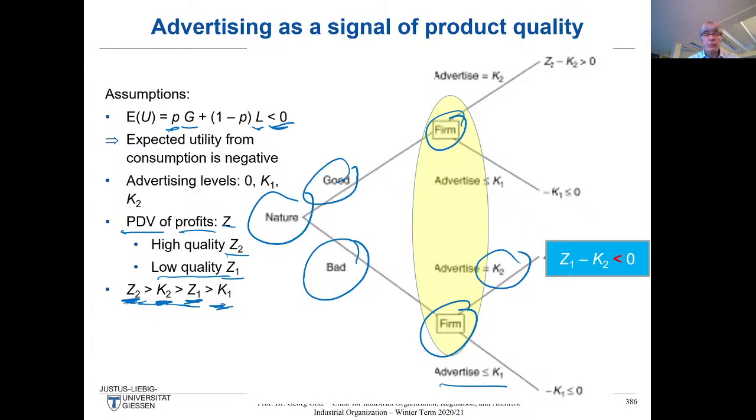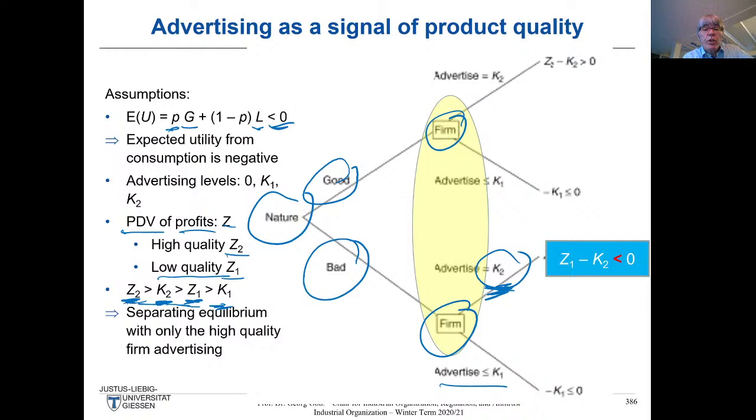Now, what you see here, given this assumption, is that we get a so-called separating equilibrium in which only the high-quality firm is advertising. This is straightforward because now from the observation that the firm invests in the high level of advertising like K2, the consumer can infer that this is a high-quality firm. So now just look at this branch of our game tree.